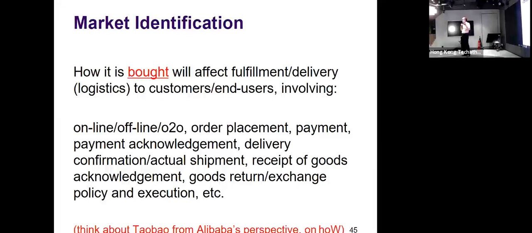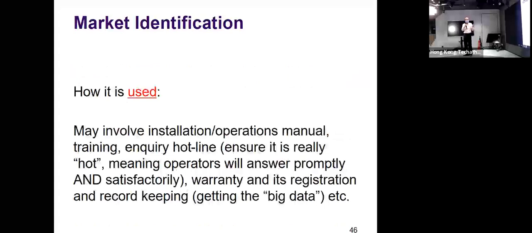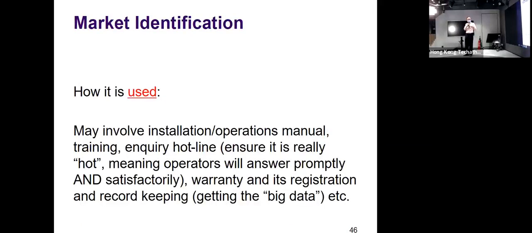Imagine Alibaba, Taobao, the first time when you launch. It is such a complicated thing, but they are successful. How to use it, how it is used, involves installation, operation manuals, so on and so forth. Sometimes it is difficult. Imagine you buy online an air conditioner, which is a split unit, where the CPU and the outdoor unit are two separate units. Basically, it's extremely difficult to buy it online. It is different from a refrigerator that you can just plug in.